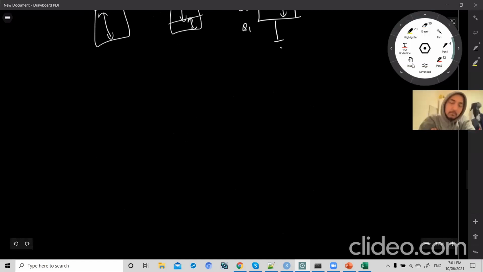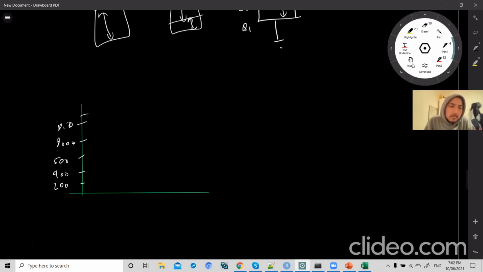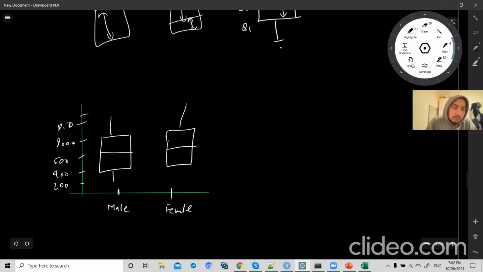But let me give you a bit more of an example. Suppose this is your height, which starts from 270, 100, 500, 800, 850. Based on this height, we need to figure out whether it's a male or female. So we can look at a box plot. And if this one is somewhere here, we can say that the average height for male and female is similar, right?